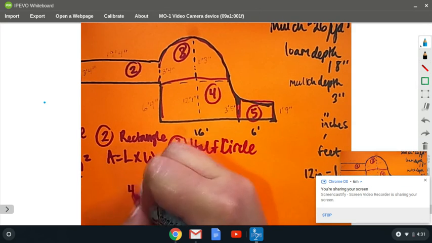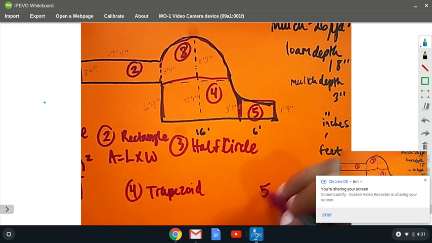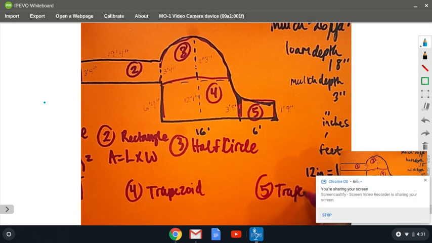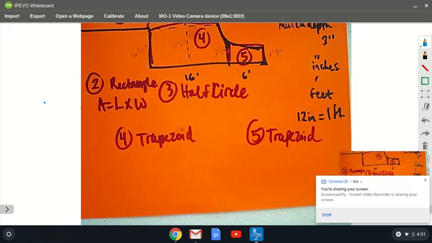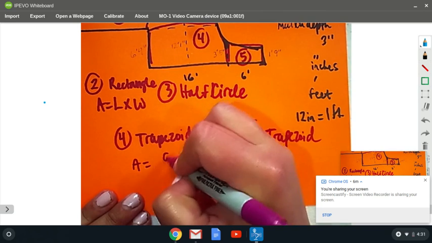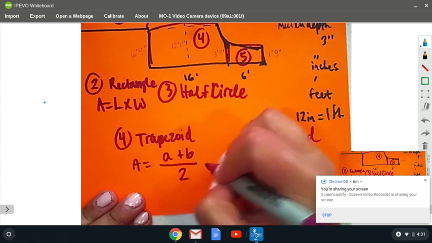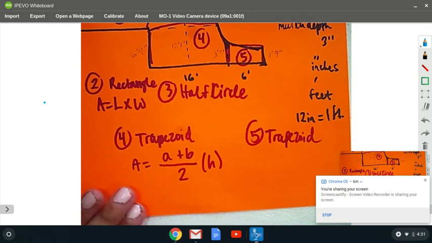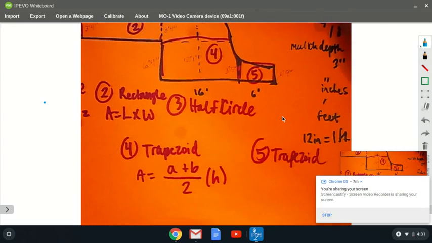Number 4 is a trapezoid, so let's discuss that a little bit. And number 5 is also a trapezoid, so you should be able to do 5 once you see me go over 4. Our area for a trapezoid is (A plus B) over 2 times H. H is our height.